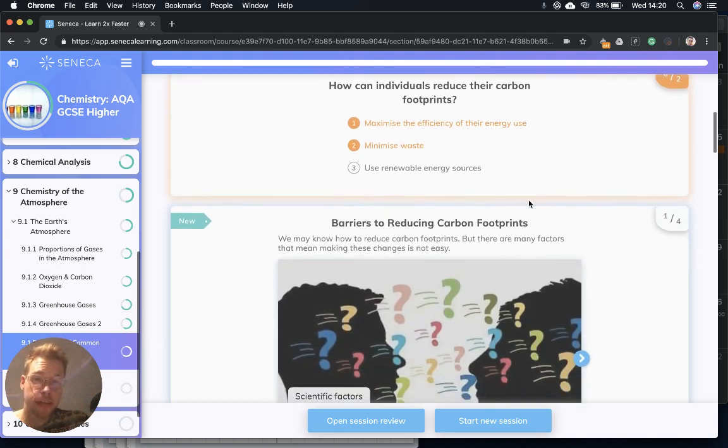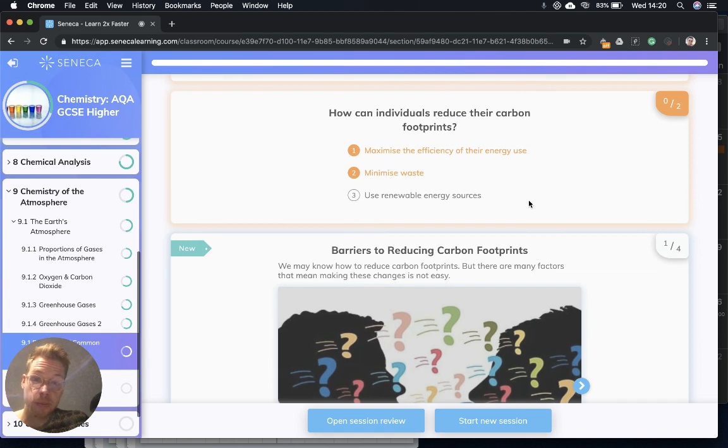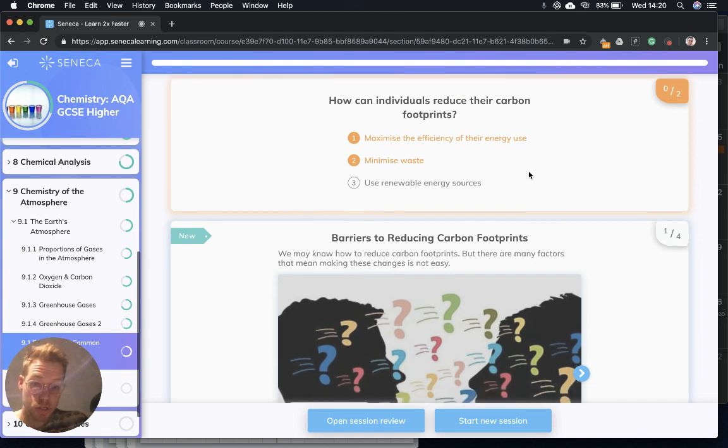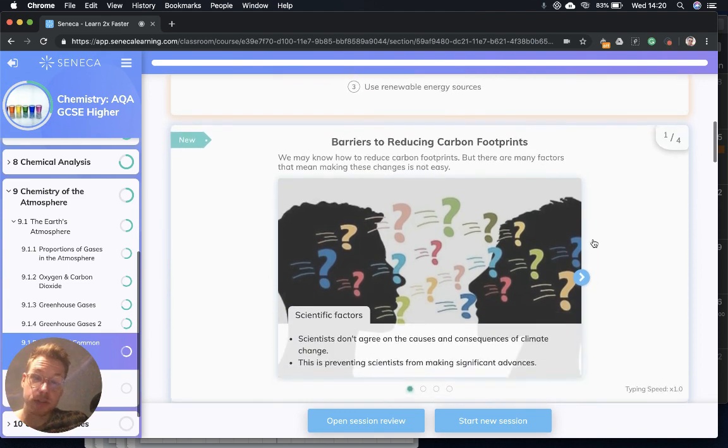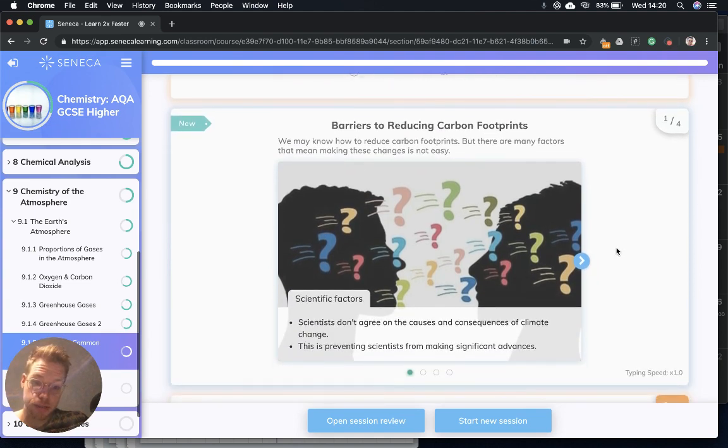And what are 3 things that an individual can do to reduce their carbon footprint? Well, we can maximize the efficiency of our energy use, minimize waste, and use renewable energy sources. Now, this is all well and good, but we all know there are some barriers to reducing carbon footprints. So we may know how to do it, but there are other factors which means it's not as easy as it could be. So there are some scientific factors, right?